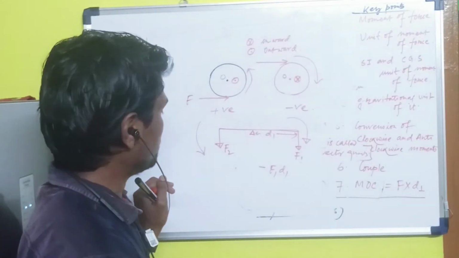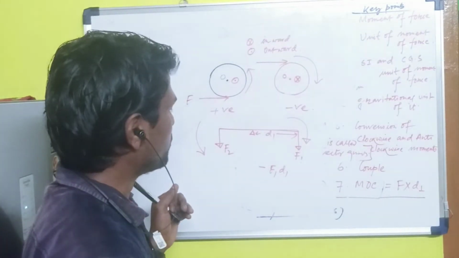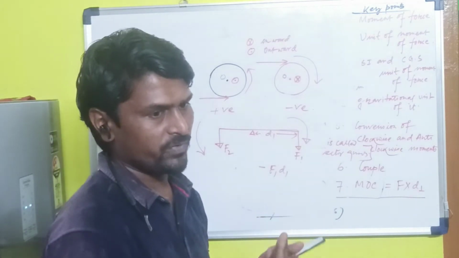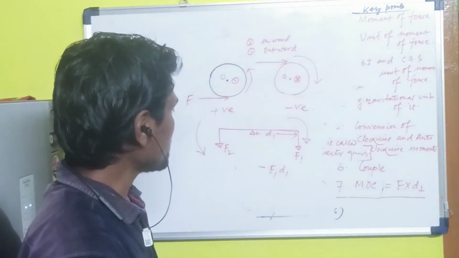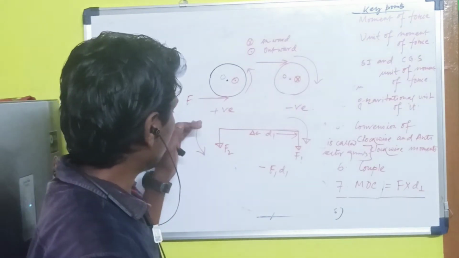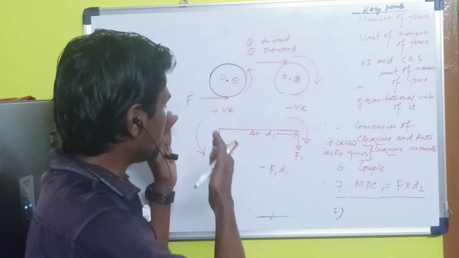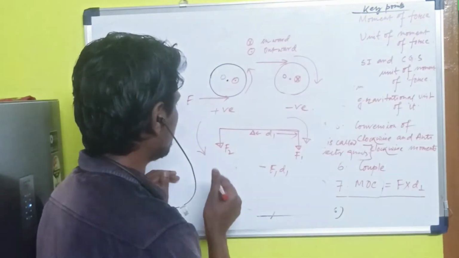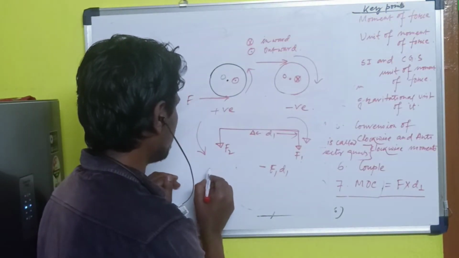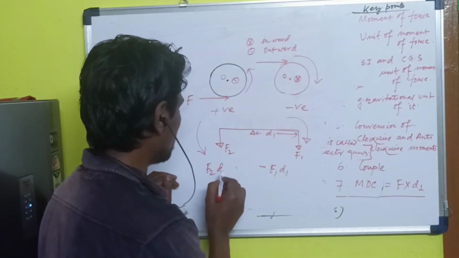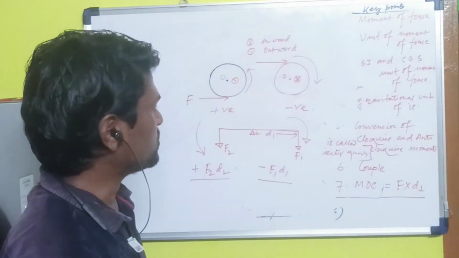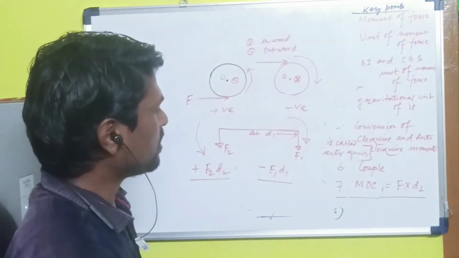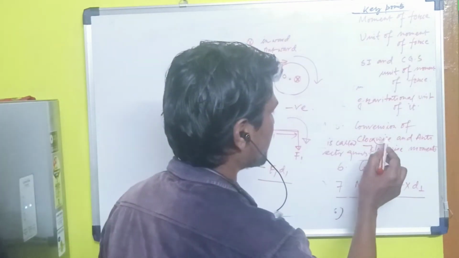We always see a simple balance in a market, how it weighs things. When F2 is greater, it turns in the anti-clockwise direction, and anti-clockwise means positive. So it is F2 d2, and it is positive. These two are the conventions: the convention of clockwise and anti-clockwise movements.